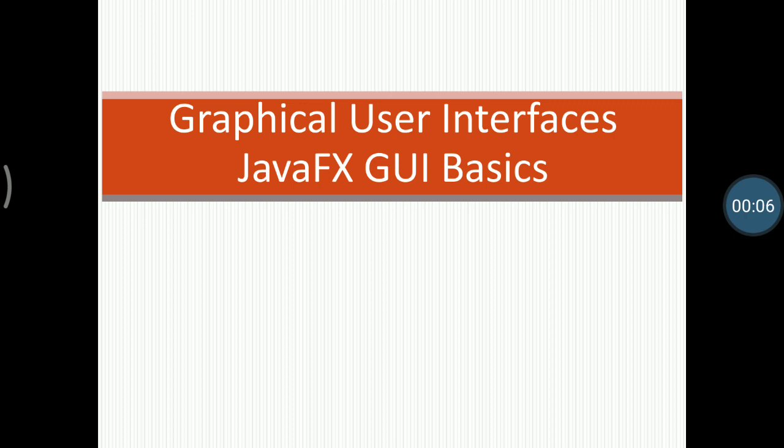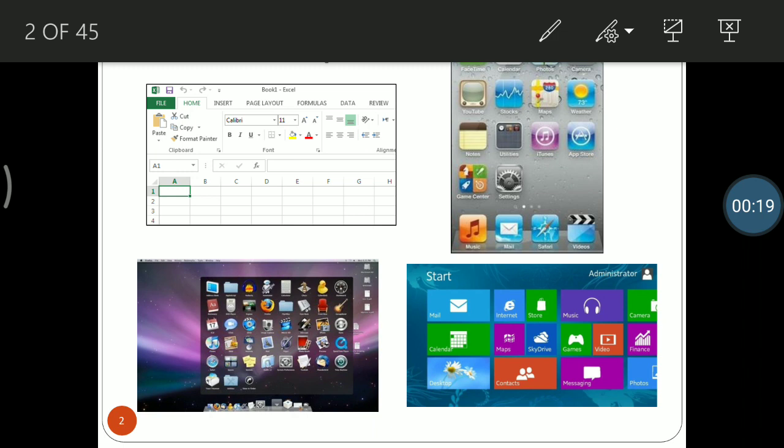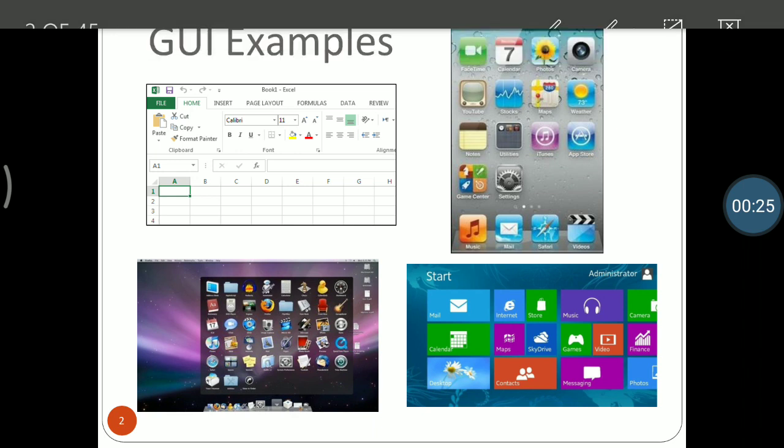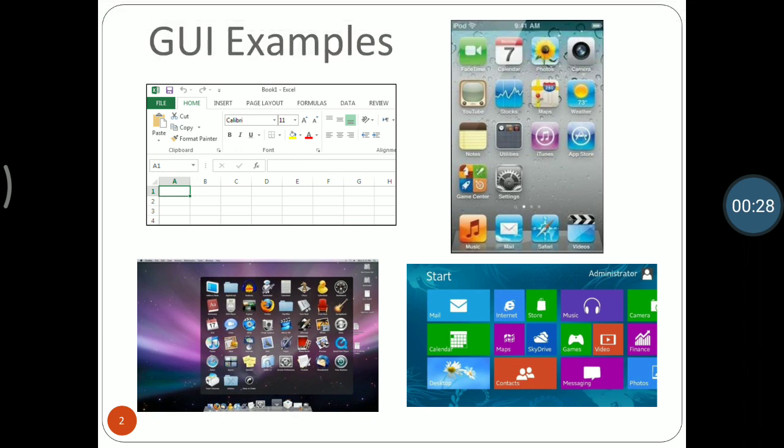In this lecture, we will study GUI and JavaFX. First of all, we will know about GUI. GUI stands for Graphical User Interface. It's shown in this picture. We can see the first picture is of MS Excel. The second picture is of the Apple phone's menu bar. The third picture is of a MacBook and the last picture is of the Windows operating system. All these pictures give us an interface with which we can interact with the system.